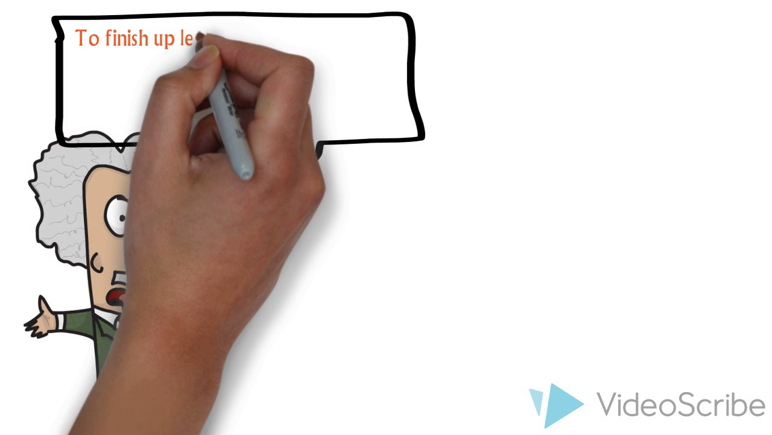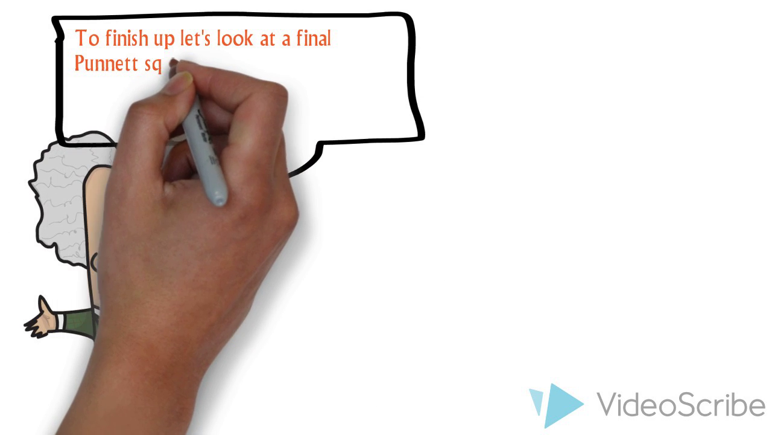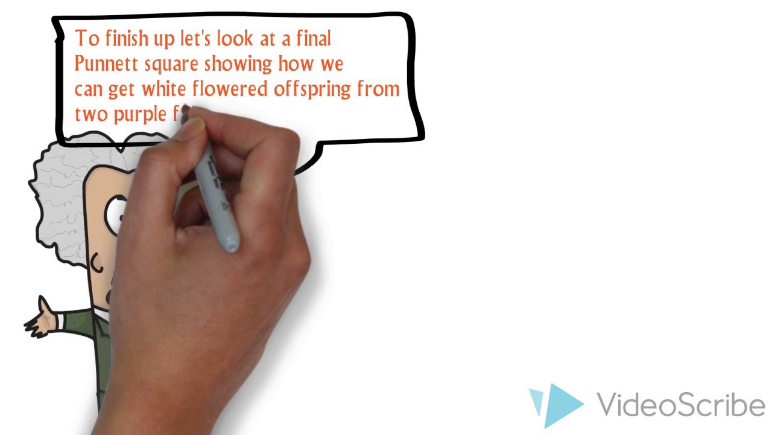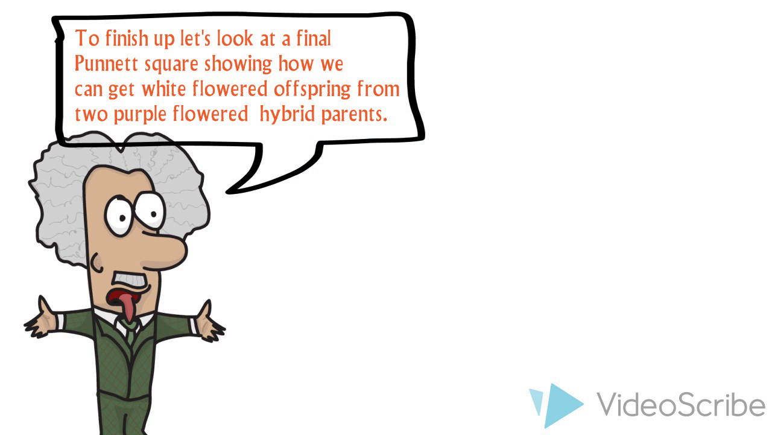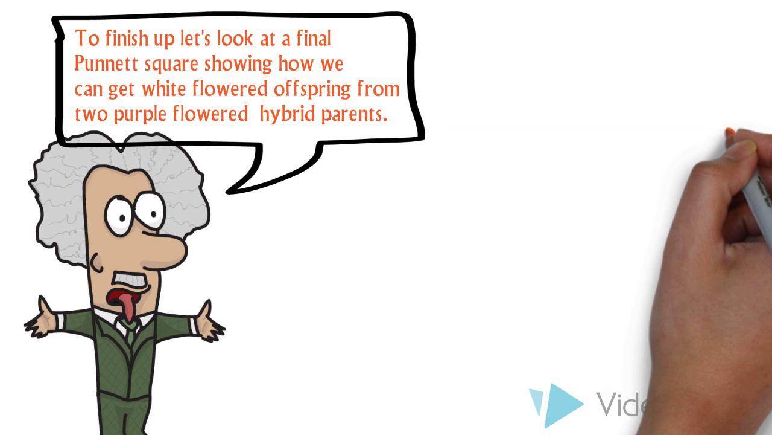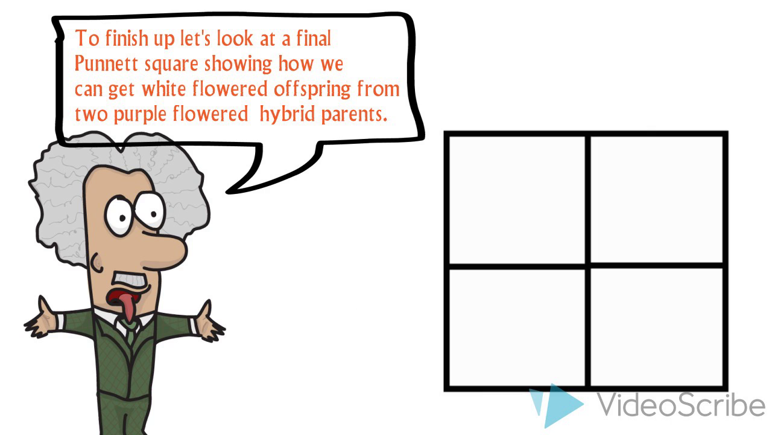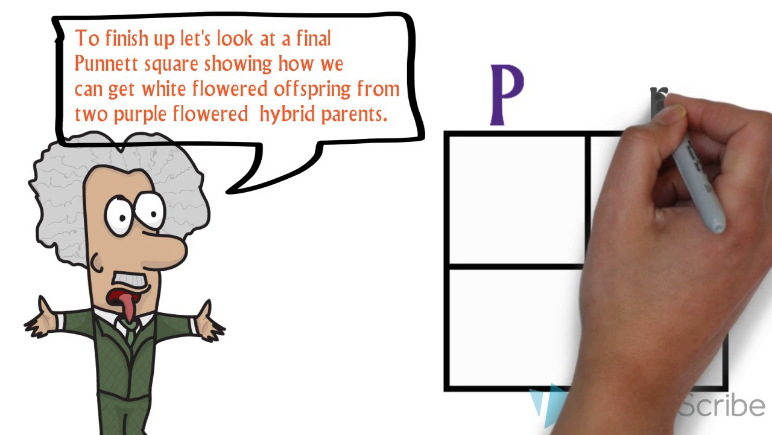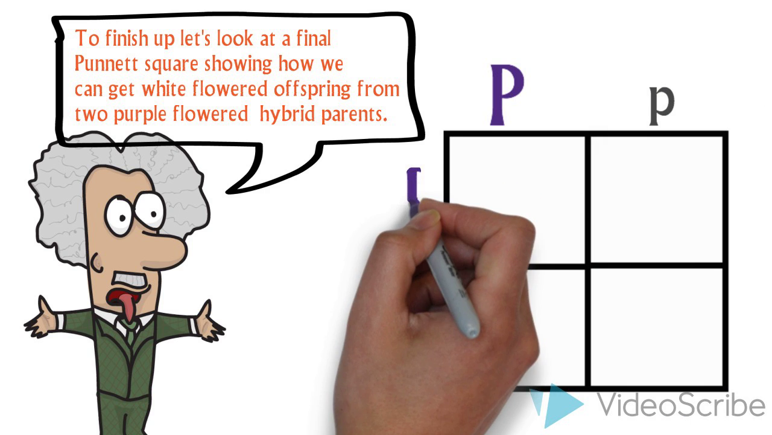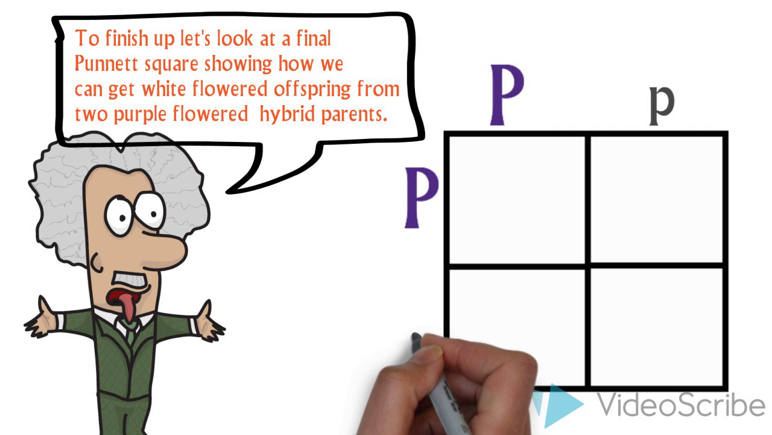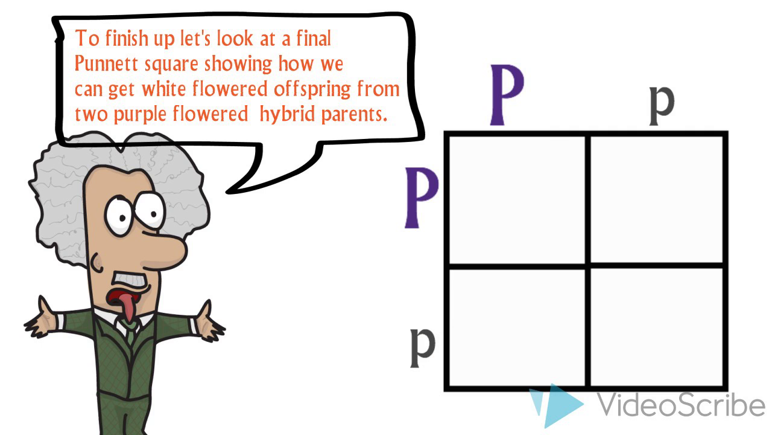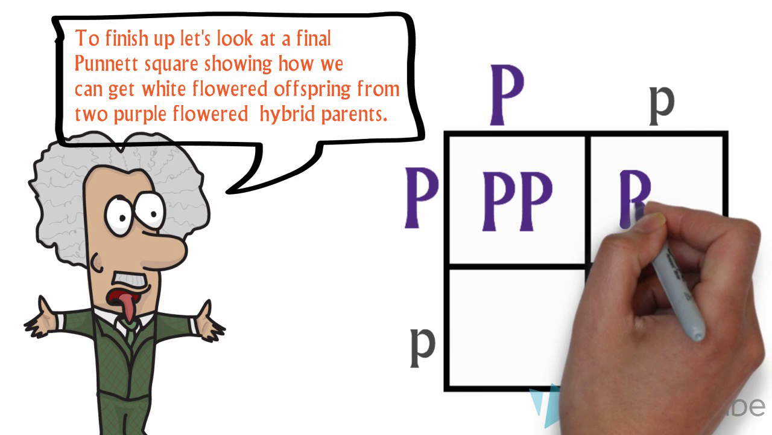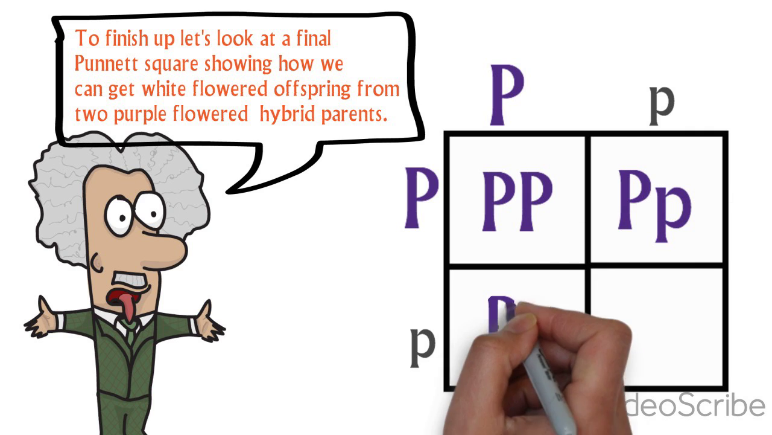To finish up, let's look at a final Punnett square showing how we can get white flowered offspring from 2 purple flowered hybrid parents. And our Punnett square again. This time, the parents are both hybrid, meaning they show purple flowers, but they do carry a recessive allele, being that they will now be an uppercase P and a lowercase p for each parent. We move down and across again, filling in our Punnett Square.